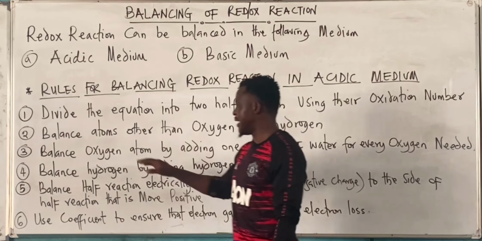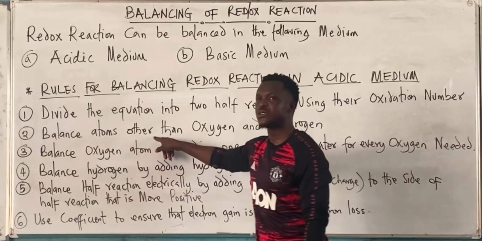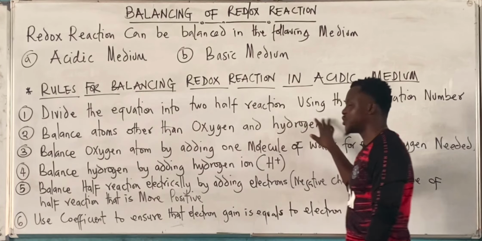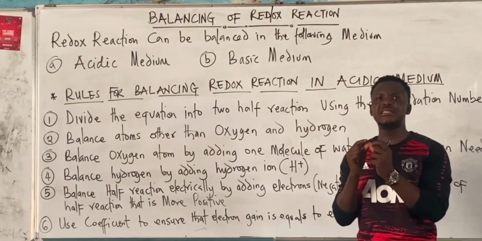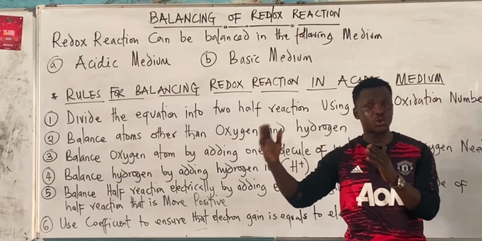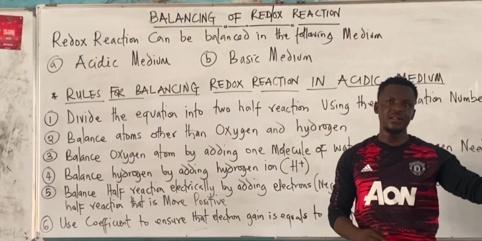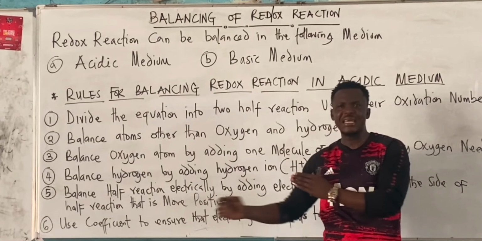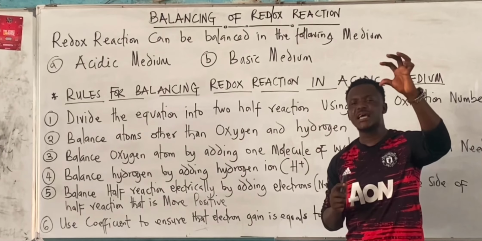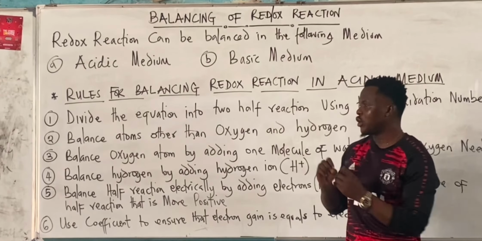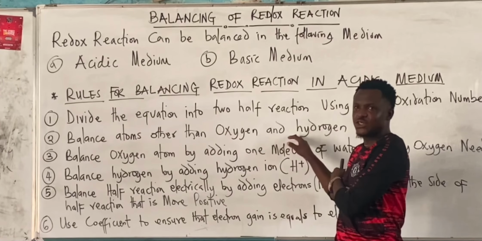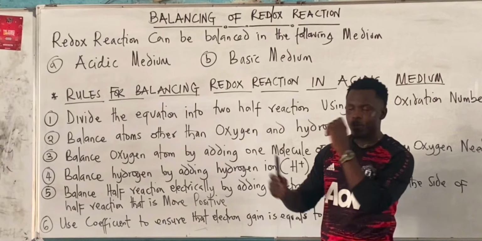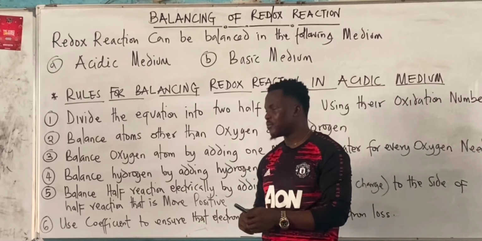Now, the next rule says balance atoms other than oxygen and hydrogen. That means that once you've succeeded in dividing into the two half reactions, the reduction half cell and the oxidation half cell, the next thing you're going to do is balance them individually. So you go to oxidation half cell, check for atoms other than oxygen and hydrogen and balance them. Go to reduction, do the same.